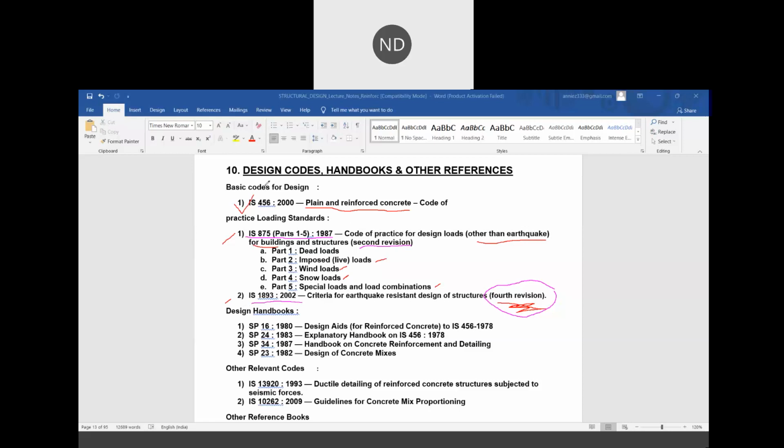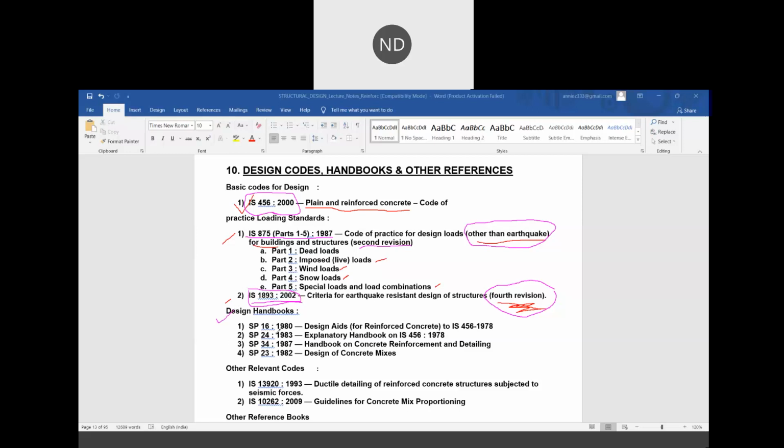So what is the IS code for your RCC concrete, any kind of design? IS 456 2000. Then we have IS 875 part 1 to 5, 1987, for loads, the second edition. Then for the earthquake resistant design of buildings or structures, the fourth edition, IS 1893 2002.